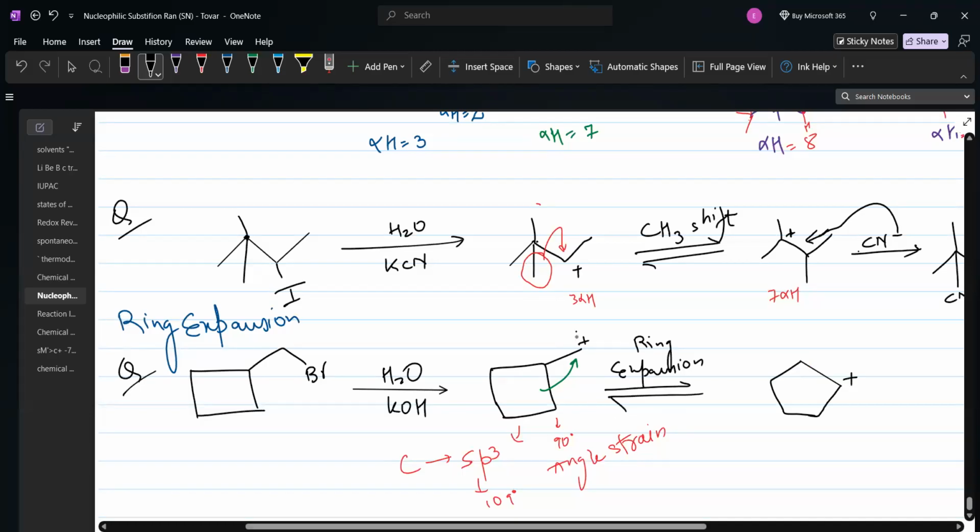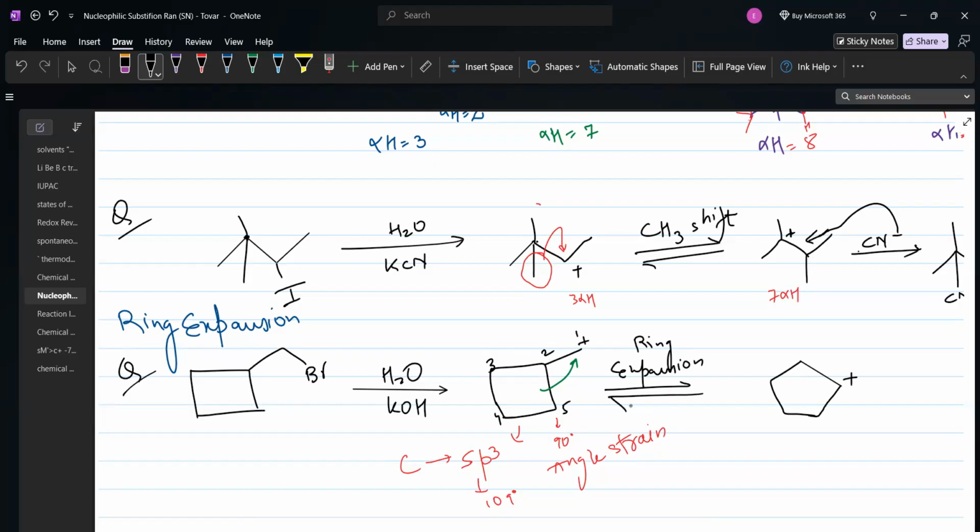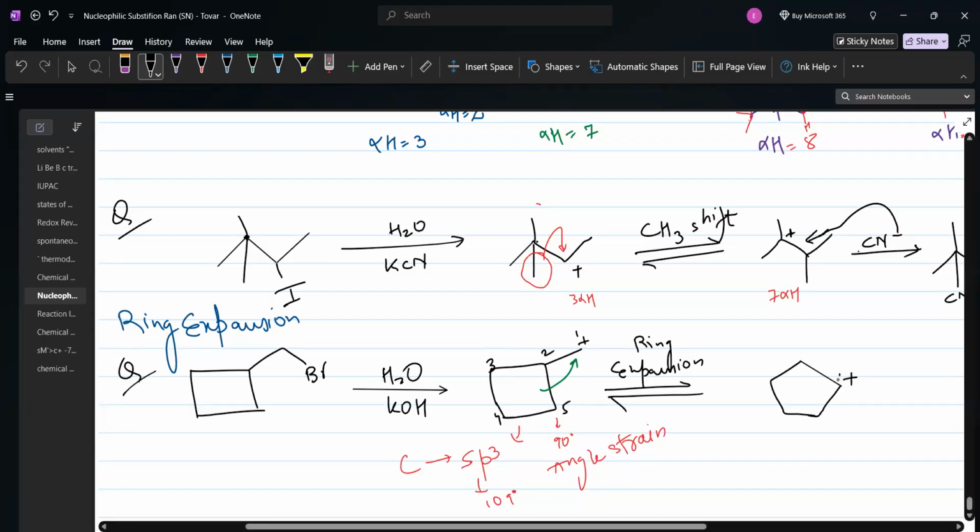Just for your knowledge, what is actually happening is this 2 and 5 bond is breaking and this is forming. So from 2, the bond has been broken, that is why the positive charge will shift to the second carbon. And this will be like this, and the 1,5 bond is a new bond which has been formed.